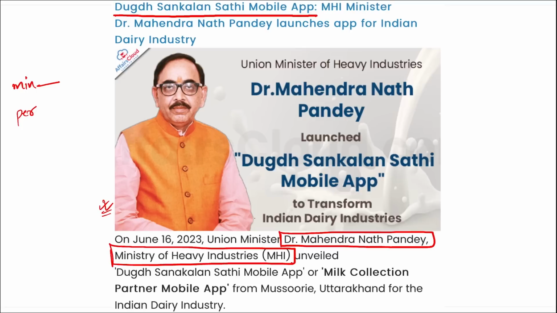The main reason for this was to transform the Indian dairy industries. I repeat, to transform the Indian dairy industries and to address the key challenges in the milk collection processes, which ultimately benefit the milk producers and contribute to the growth of the dairy sector. Correct? So we can say Dugdh Sankalan Sathi mobile application or Milk Collection Partner mobile application.